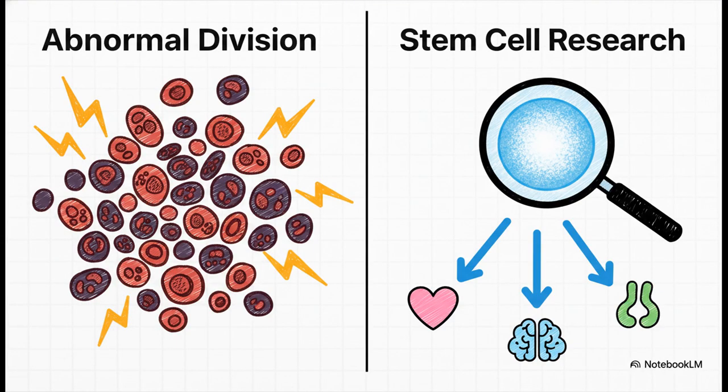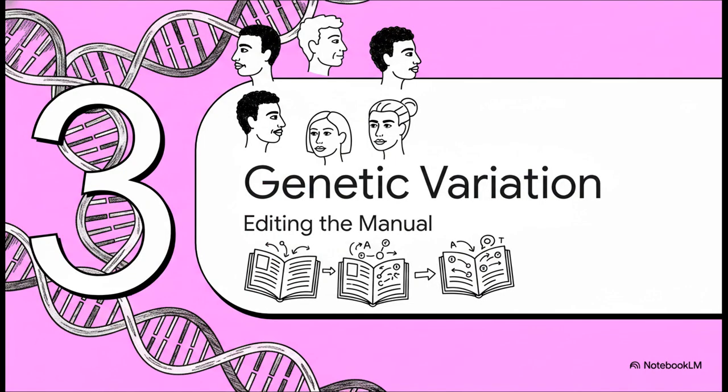But what happens if that manual gets copied incorrectly? Or what if the copying just completely speeds out of control? Well, that abnormal cell division is exactly what causes cancer. On the flip side of that, though, by studying how early cells differentiate naturally, scientists basically created the entire foundation of stem cell research. They are exploring exactly how those initial cellular decisions are made. It's fascinating stuff.